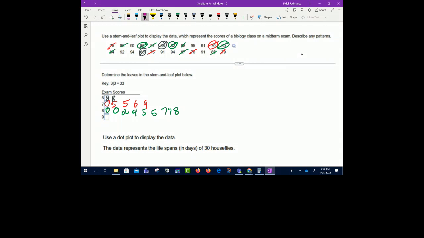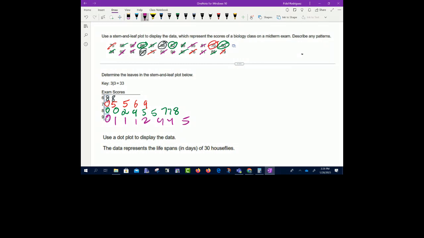Okay. 90s. So, y'all, we got a 90 right here. So let's put a 0 right there. And then it looks like we have 1, 2, 3 91s. Okay. And then it looks like we have a 92. Perfect. And then how many 94s? 2, 1, 2. And then finally, what, a 95? There we go.